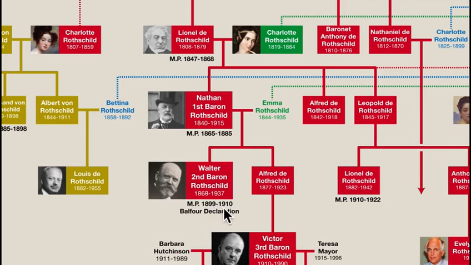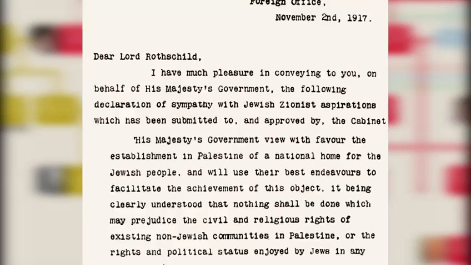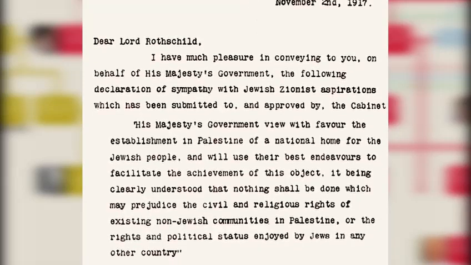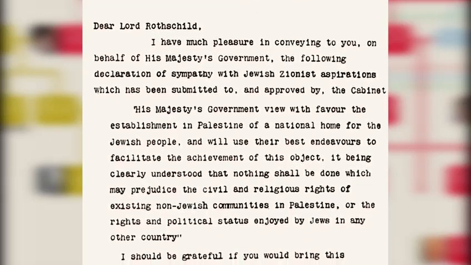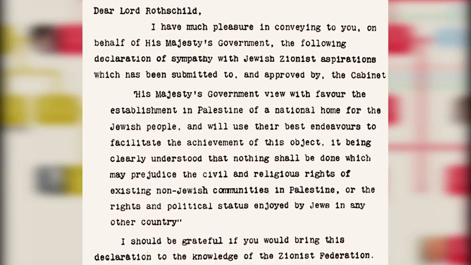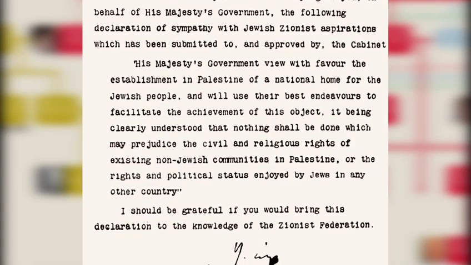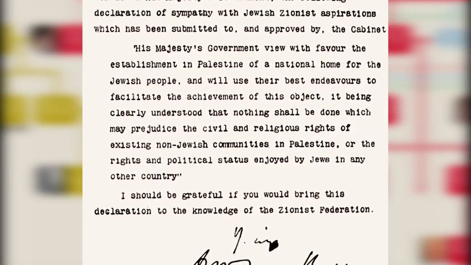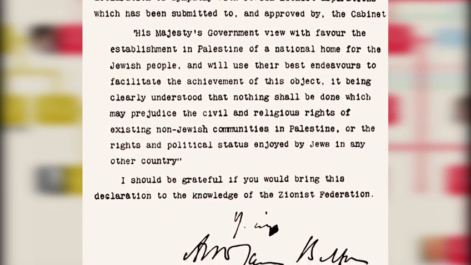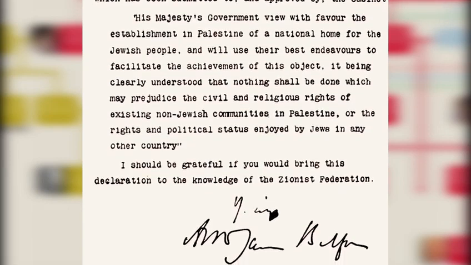He is mostly remembered for his association with the Balfour Declaration, which he helped to write and which was presented to him in 1917 by the British Foreign Secretary Arthur Balfour. It was the first official statement by the British government in support of the creation of a national homeland for the Jewish people in Palestine.